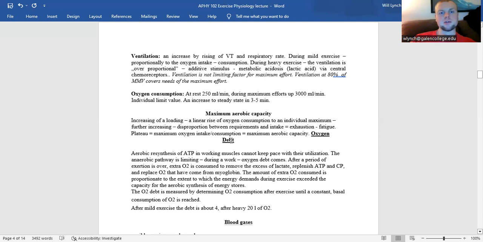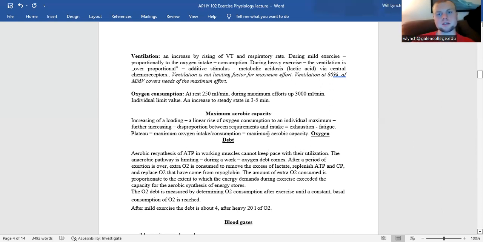Once we reach a plateau, that means that the maximum oxygen uptake or consumption is going to equal the maximum aerobic capacity. And this is going to lead to what we term oxygen debt. Now, oxygen debt, as we define it, is the ATP in working muscles not able to keep pace with their utilization. So that means that the anaerobic pathway is going to be limiting.